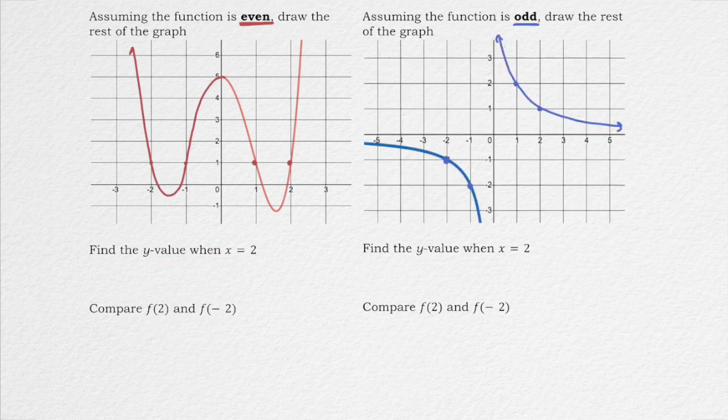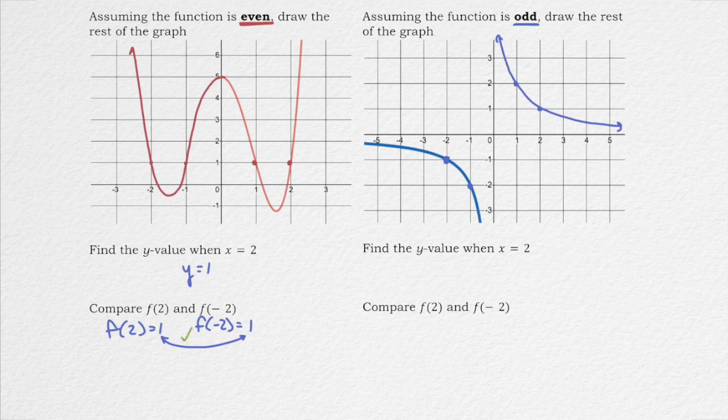So then it says find the y value when x equals 2. Well, when x equals 2, that's over here, and the y value is 1. And then when it says to compare them, well, f of 2, we just found that was 1. And f of negative 2, if we look at the left side of the graph, that's the same thing as on the right, so the y value is also 1. Since these are the same, that verifies that this is even. Since f of some x value and f of the opposite x value gives me the same output, that verifies that this is an even function.